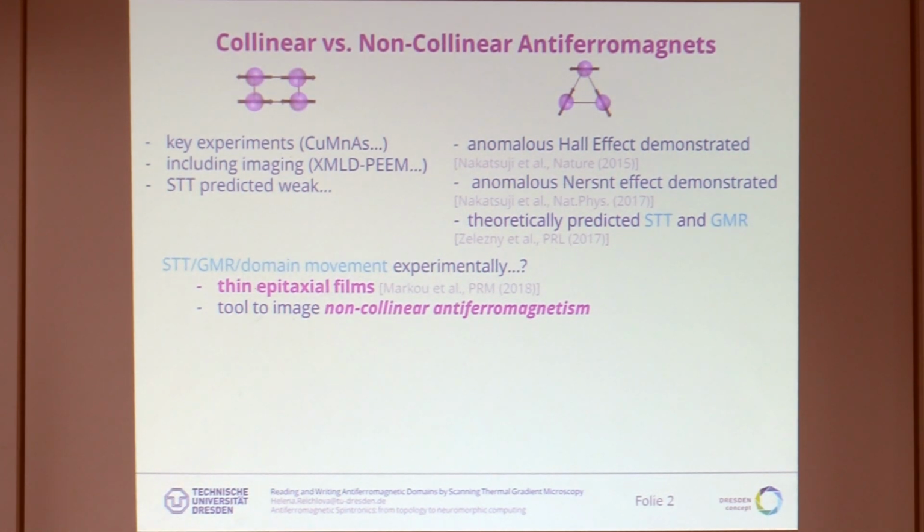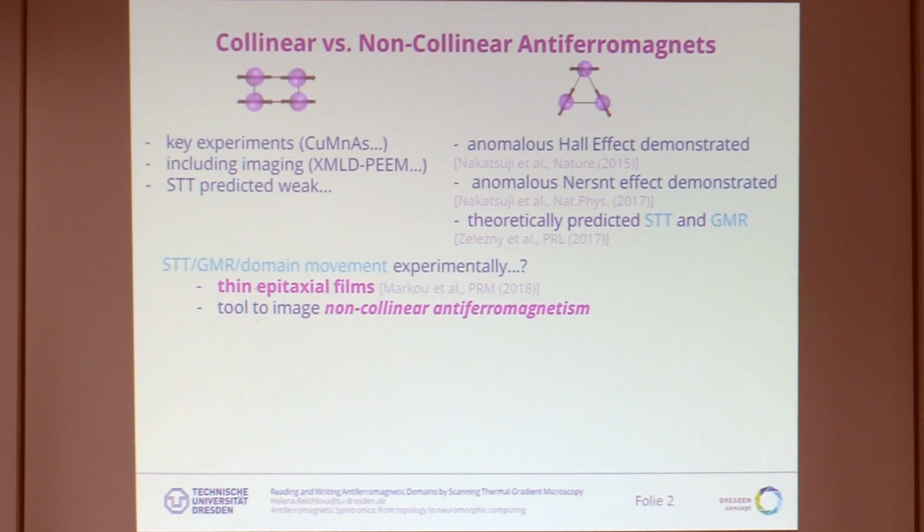For example, anomalous Hall effect, anomalous Nernst effect, and even such an important phenomenon like spin transfer torque, which is, let's say, predicted to be weak in the collinear antiferromagnets, is predicted to be present in the non-collinear antiferromagnets. So there is certainly a motivation to understand these beasts a little bit better.